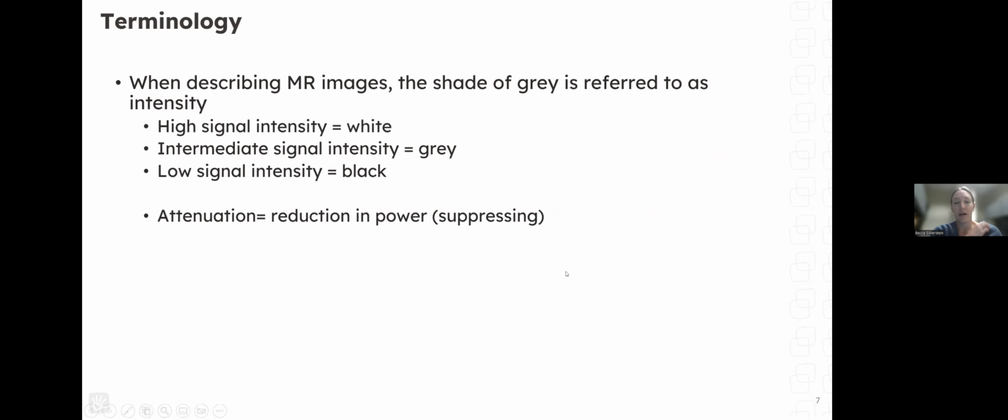We're going to go through some of the terminology that you use when you're talking about MRI imaging, specifically kind of the colors. A high intensity signal is white. We describe everything as intensity for MRI. So high intensity is white, intermediate signal intensity is more of a gray, and low signal intensity is black. And then you also have attenuation, which is a reduction in the power, or in other words, suppression. So those will be some of the words that I use, and that's what they mean.